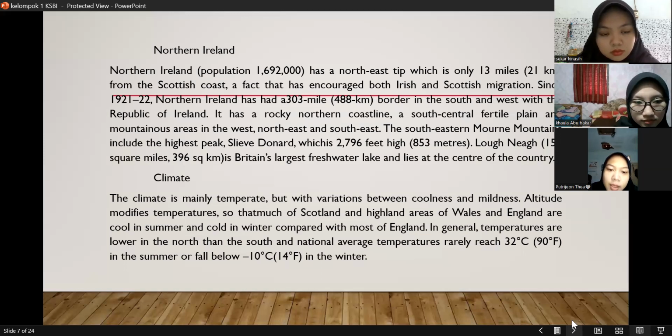Climate. The climate is mainly temperate, but with variation between coolness and mildness. Altitude modifies temperature, so that much of Scotland and the highland areas of Wales and England are cool in summer and cold in winter compared with most of England. In general, temperatures are lower in the north than the south, and the national average temperature will rarely reach 32 Celsius in the summer or fall below 10 Celsius in the winter.